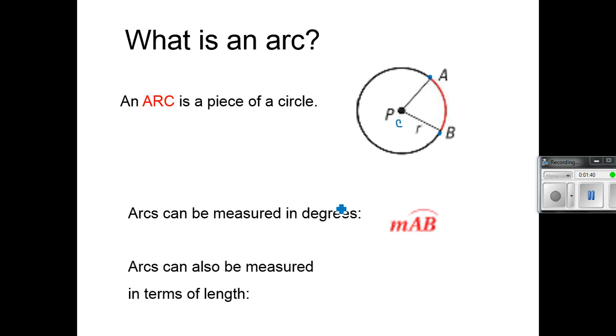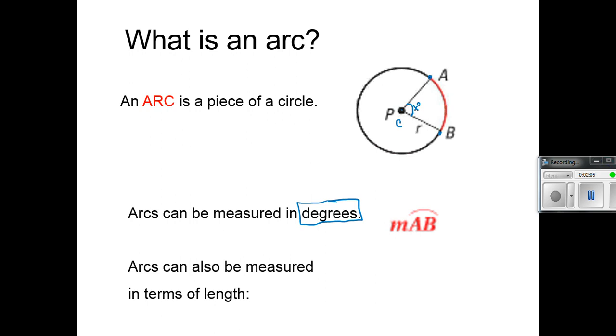Now, if we're talking about the measurement in degrees, we're talking about this degree right here. So if I want the measurement of the arc in degrees, this is the measurement I'm looking for, the degrees where P is my vertex, okay?